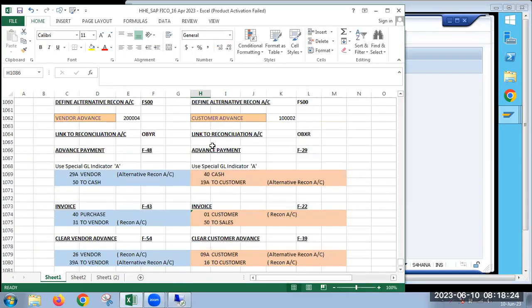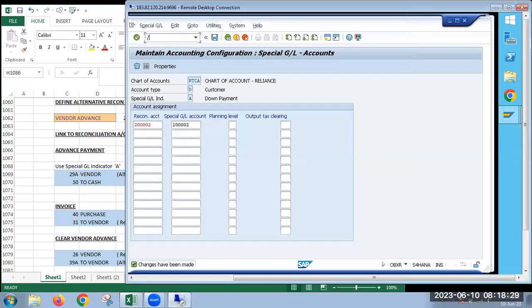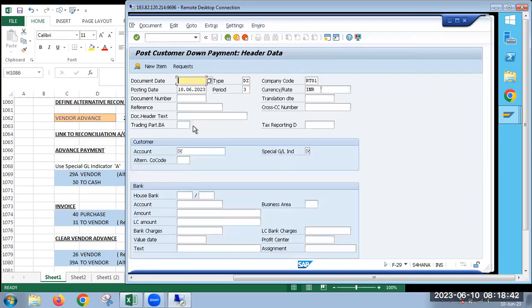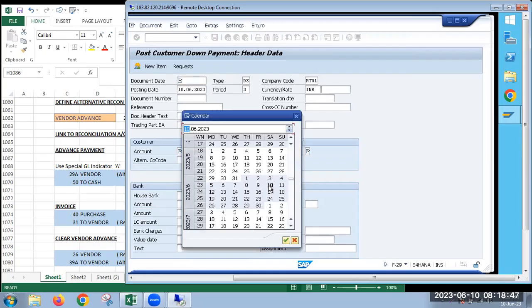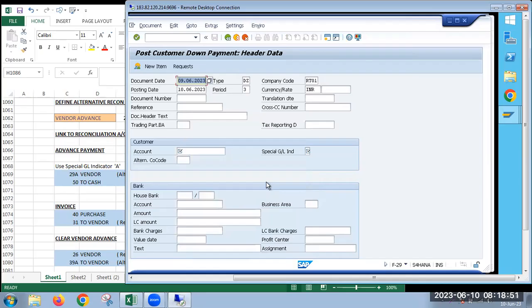Okay, let's go for an advanced transaction. We'll go for F-29. So 2002 is our regular reconciliation account, and 1002 is our special GL or alternative reconciliation account. Now we'll go for F-29, one advanced transaction. Anyway, it will be a special GL transaction. Let's go for the date, let it be yesterday's date, 09/06/2023.